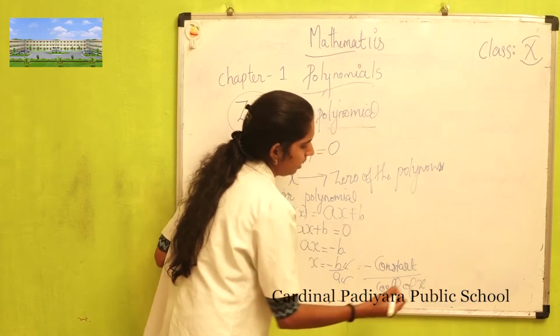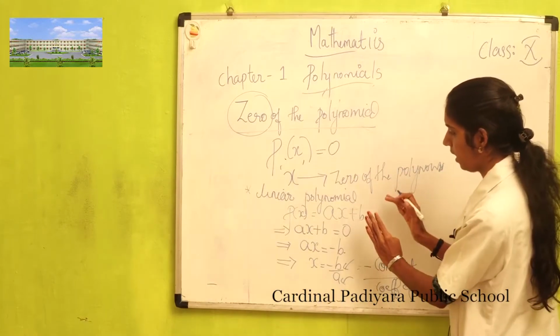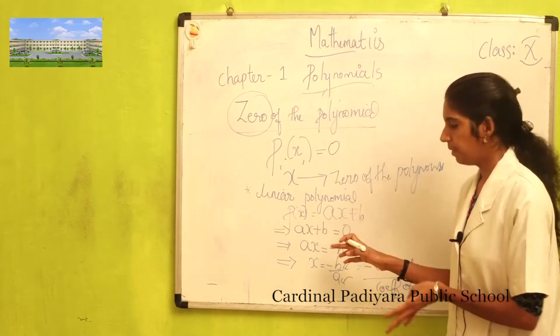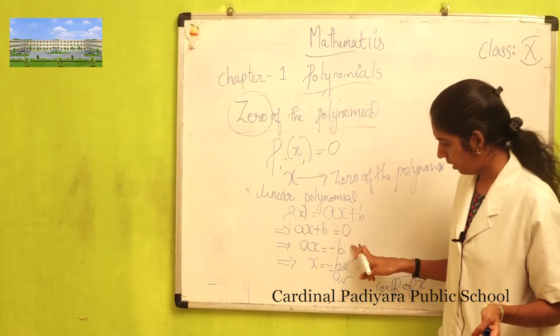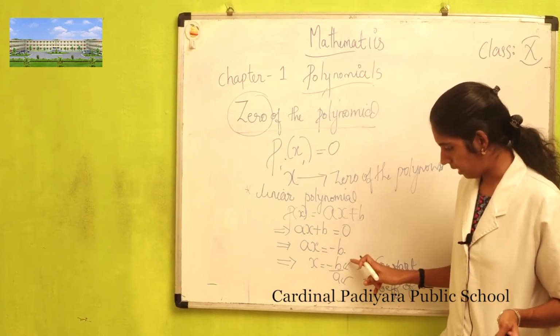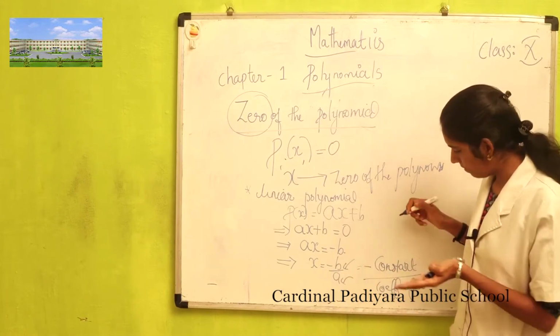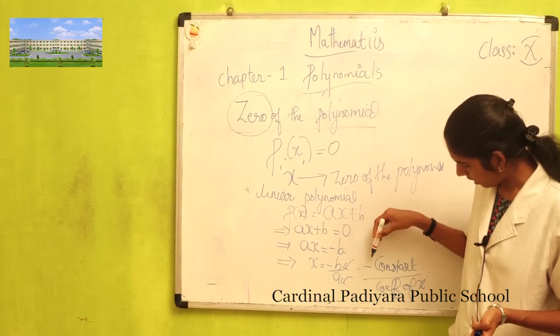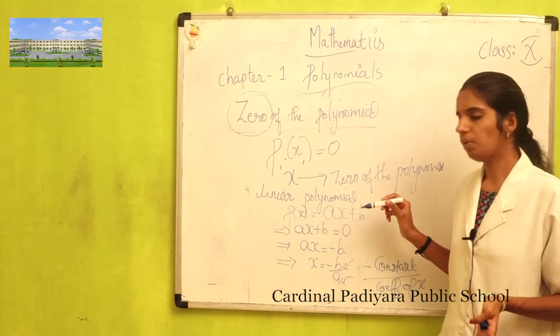So did you get the idea? How will you find the zeros of a linear polynomial? First you should equate ax plus b, in the general case, ax plus b equal to 0. Therefore ax equal to minus b. Therefore x equal to minus b by a. That we can express as minus of the constant term divided by the coefficient of x.